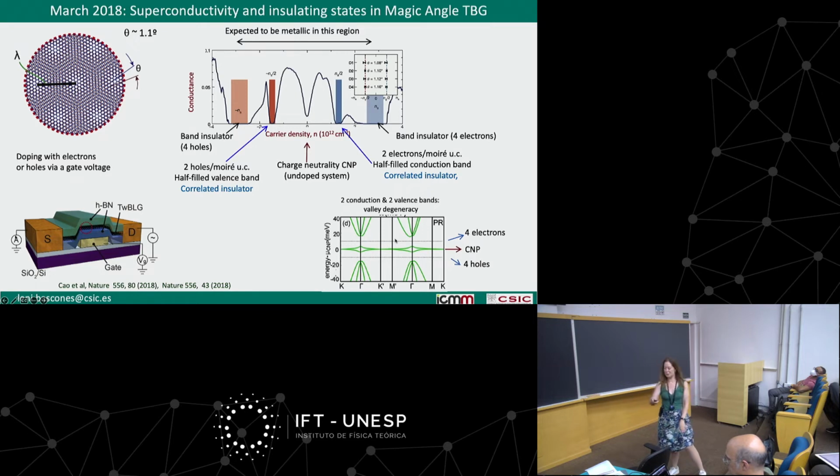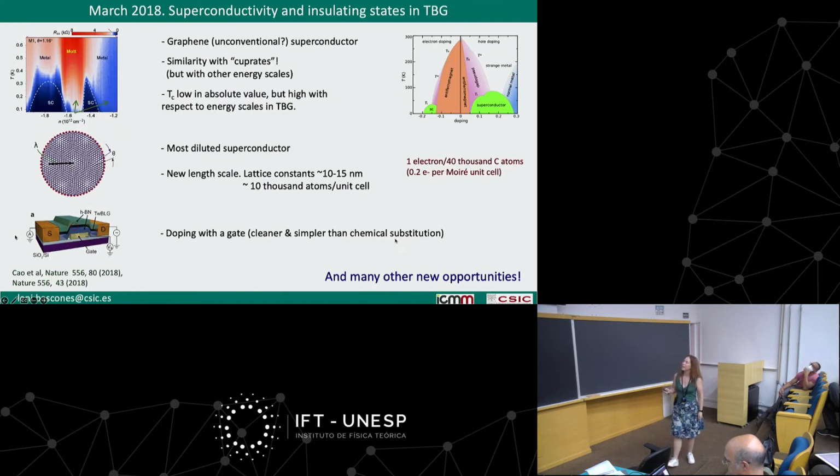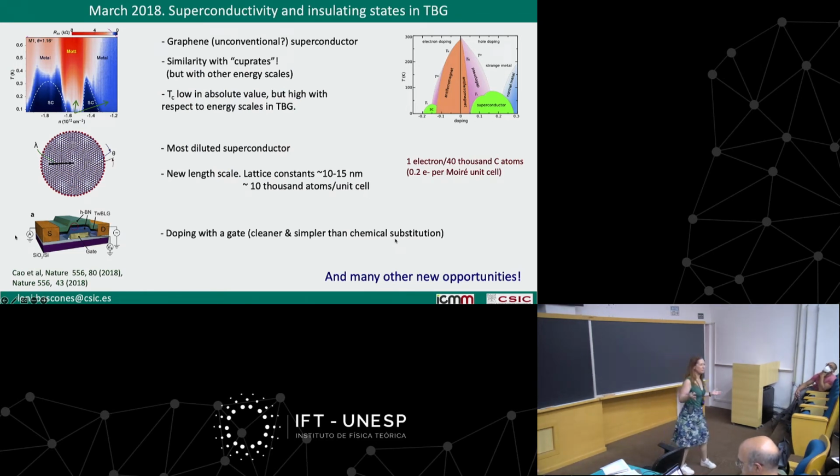Then there was the explosion when he saw that, also the same year, very close to this insulator, he could find 2 superconducting domes. Why did this create so much excitement? Well, first, it was the first time that graphene became a superconductor. And the fact that it was close to this insulating state suggested that it could be an unconventional superconductor. We are normally very fond of unconventional superconductors because we don't understand them well.